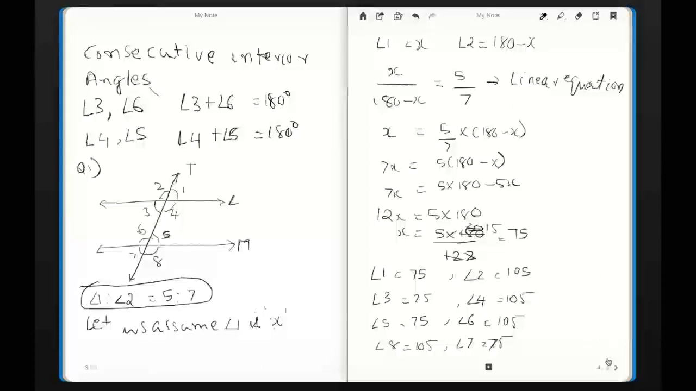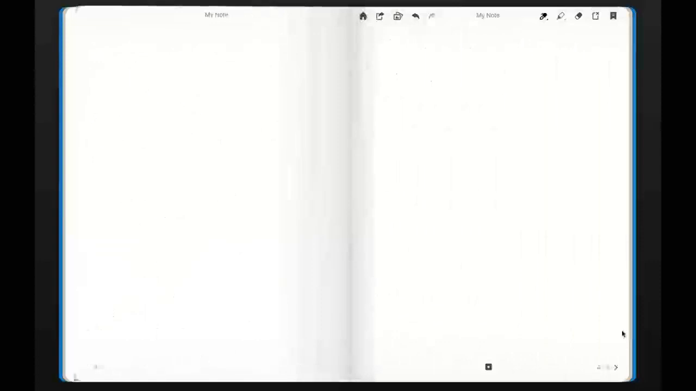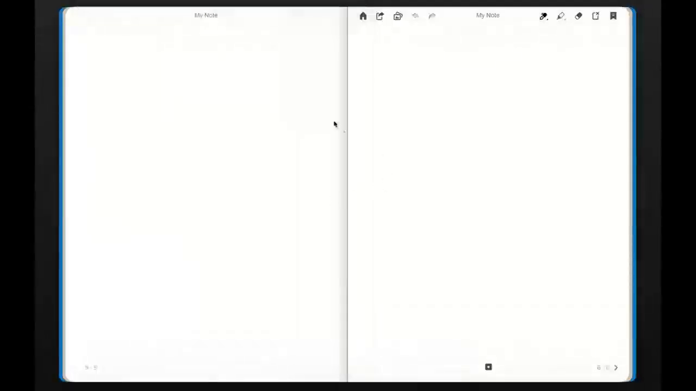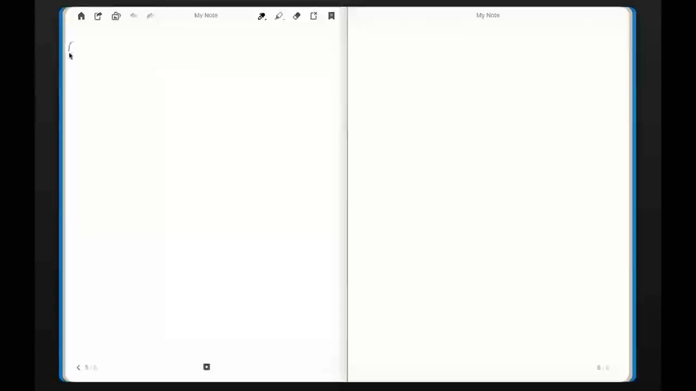All right, now let us look at the next problem. Question number 2. Now here, two parallel lines. So this is L and this is M. Two parallel lines, and it is cut by a transversal line T. So this is T.